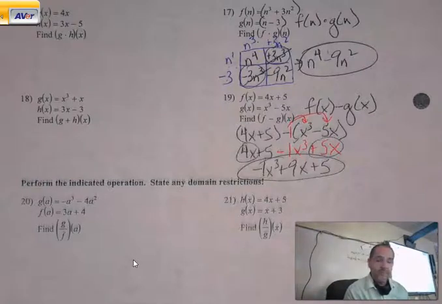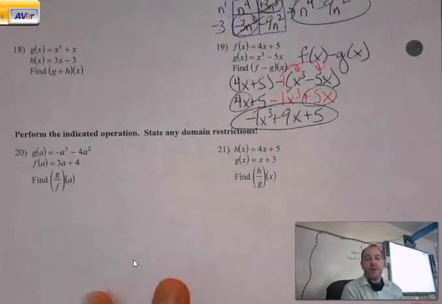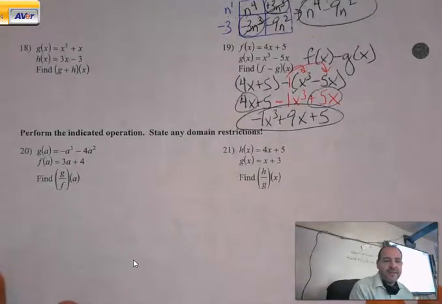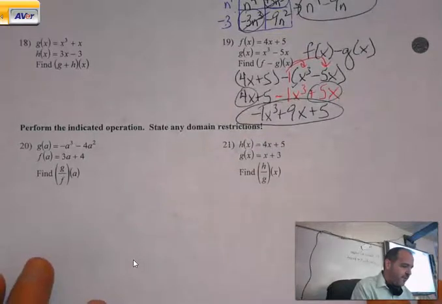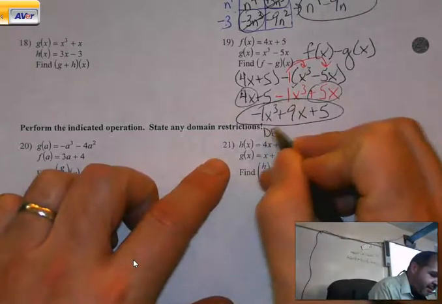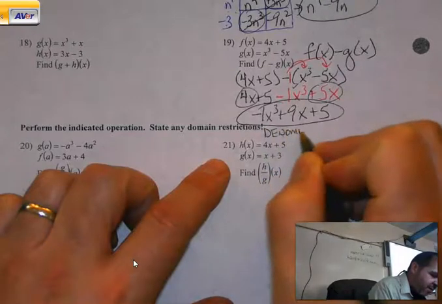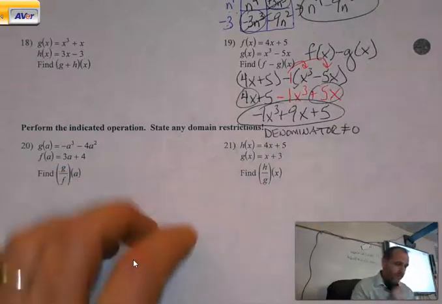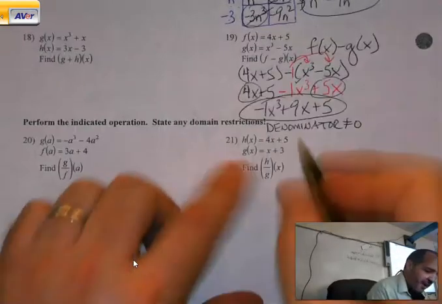Last one. Almost made it. And again, the quiz will not be this big. You know me better than that by now. It'll be about half this size, somewhere between like 10 and 12 questions, I would imagine. Perform the indicated operation to state any domain restrictions. Remember what that means. The denominator can't equal 0.